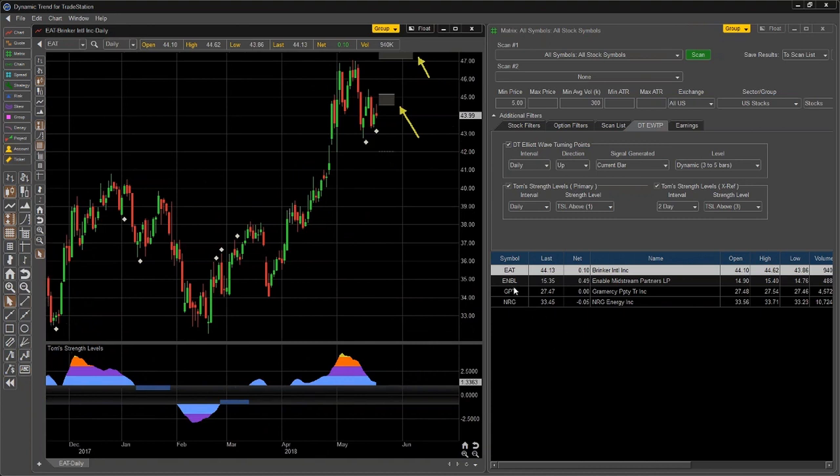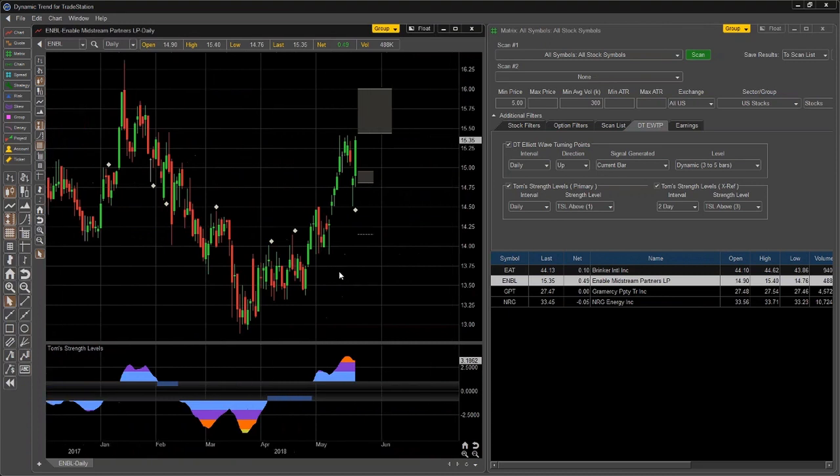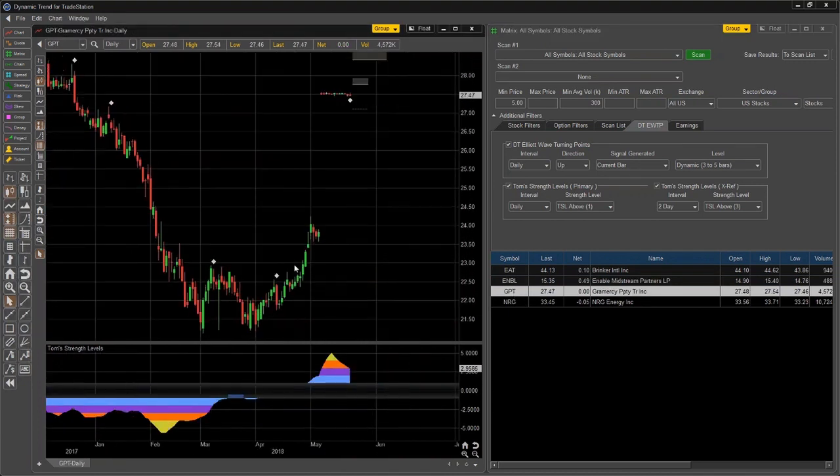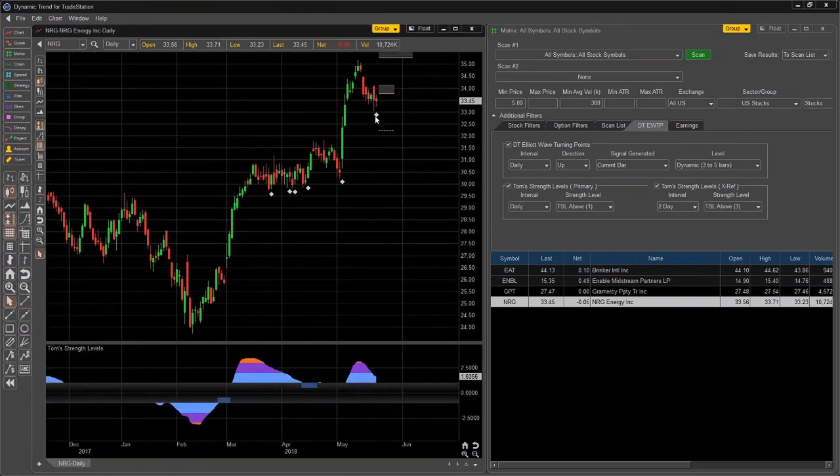And so you can go through all these different symbols, and you're going to have the same type of thing, where it is in a dynamic mode. This is a terrible chart. We're in a dynamic mode, and we have positive strength on our TSL. And we got all that information from the scanner. We didn't have to type through anything or do anything else, and all that information is on the scanner.